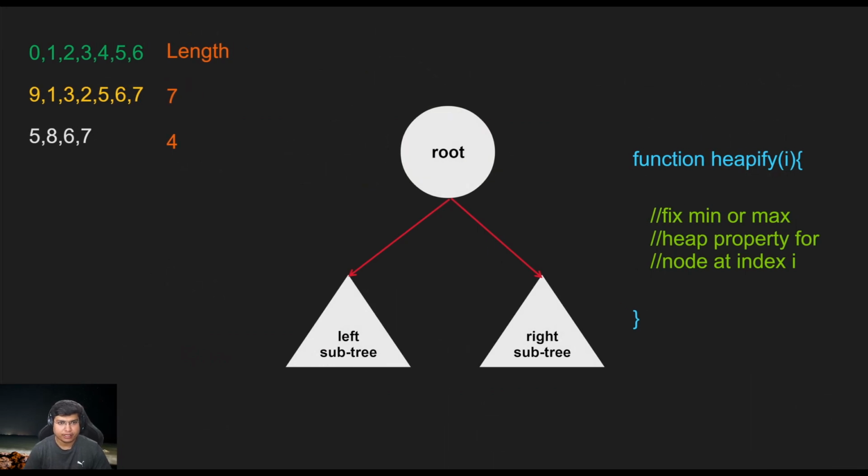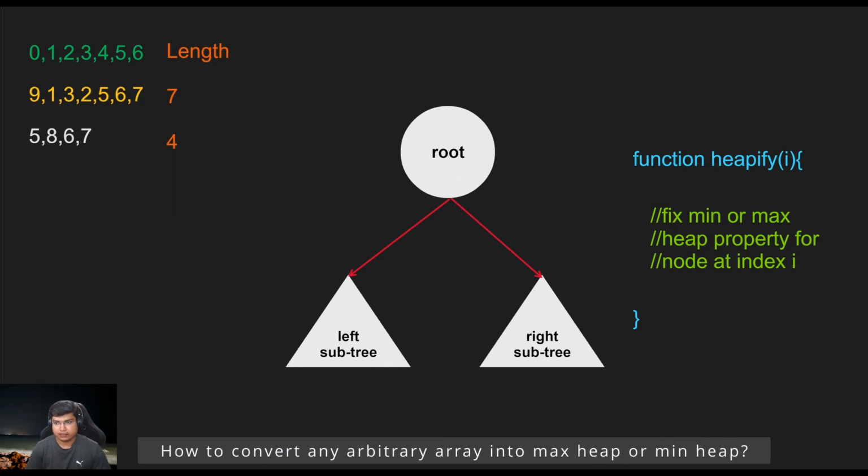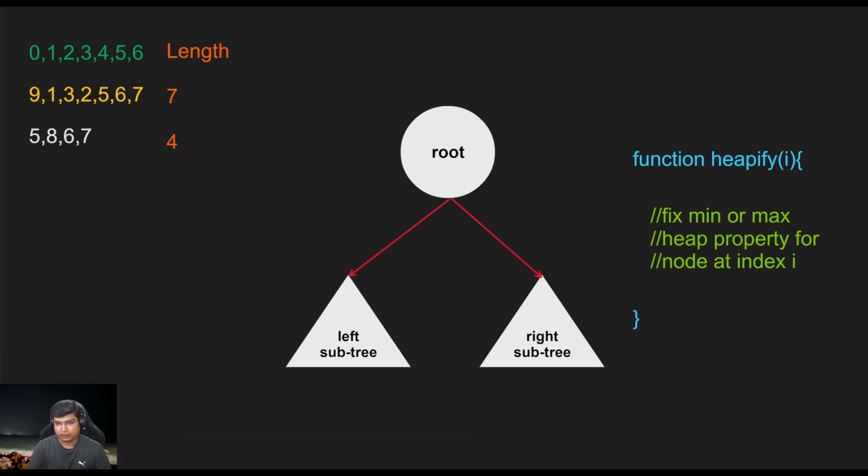In order to convert any array to a valid max heap or min heap, let's define a function called heapify that would just fix the heap property for one node at a time. What this heapify function assumes is that all the subtrees below this root are a valid max heap or min heap, which means that if this is my entire binary tree, then only one node, the root node, is misplaced. That's the assumption this function makes.